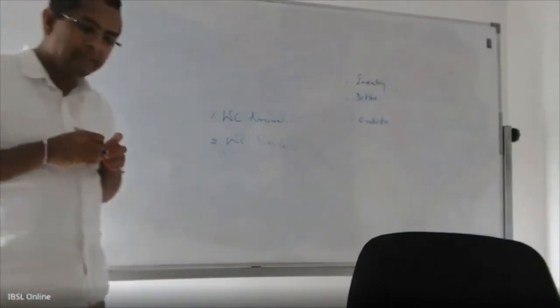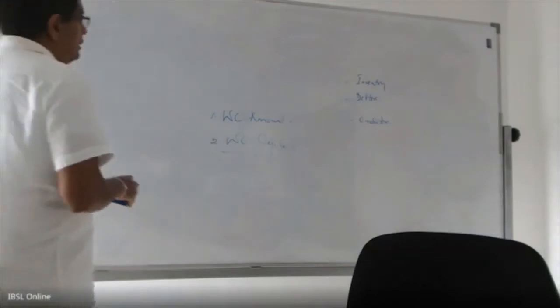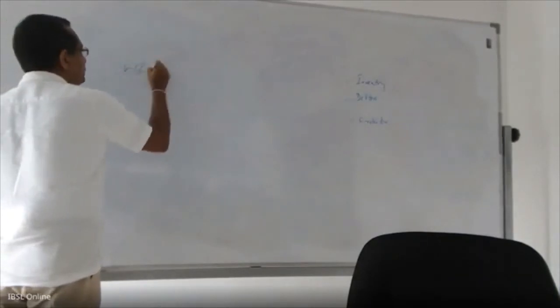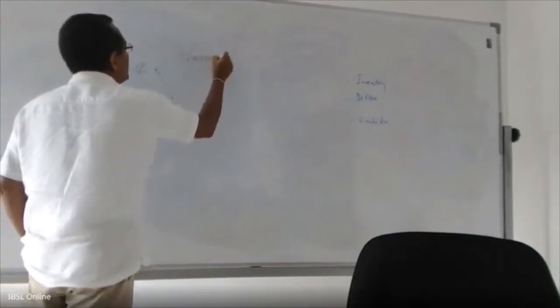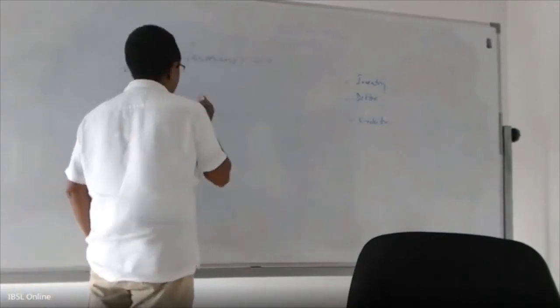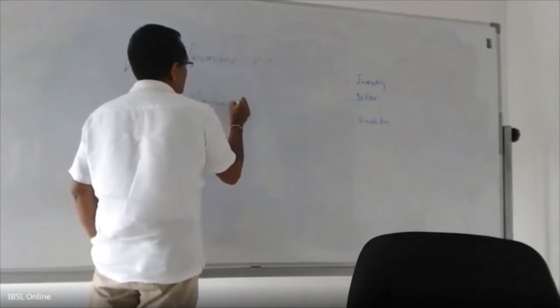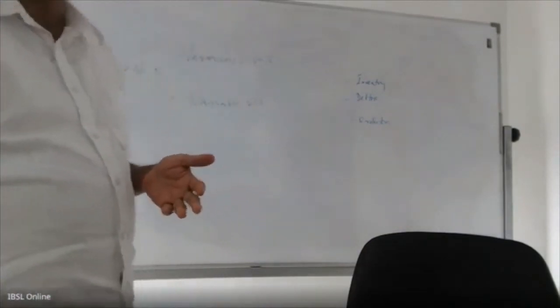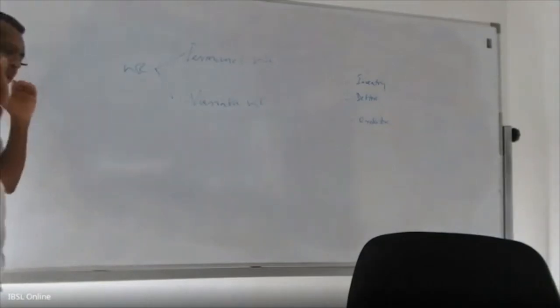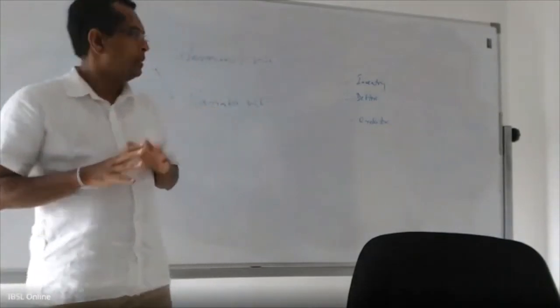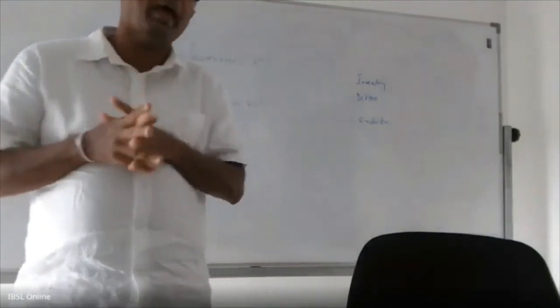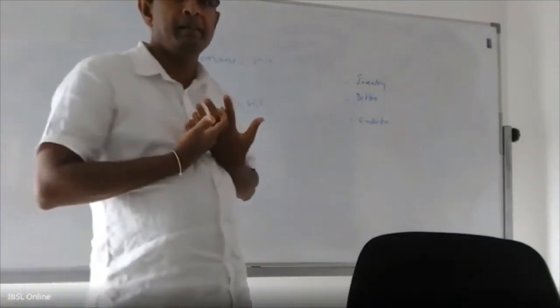Right? Then working capital, we have two things. Permanent working capital and variable working capital. What is permanent working capital and what is variable working capital? Permanent working capital is the minimum amount of working capital, minimum amount of inventory, minimum amount of debtors you need to have if you are running the business.